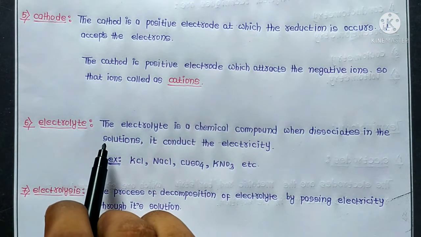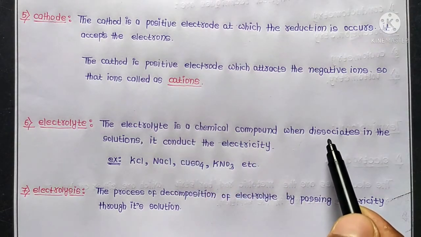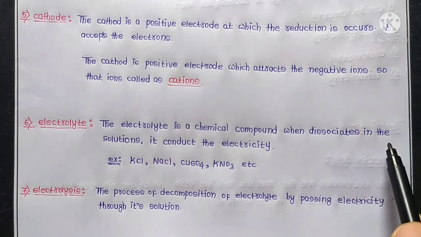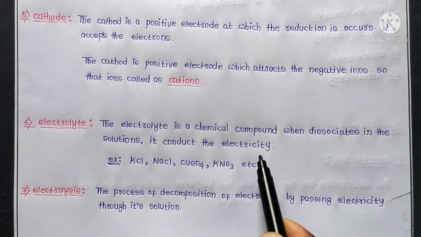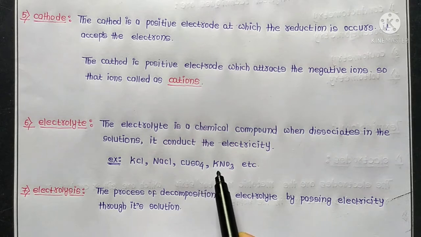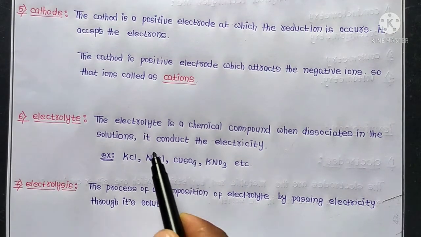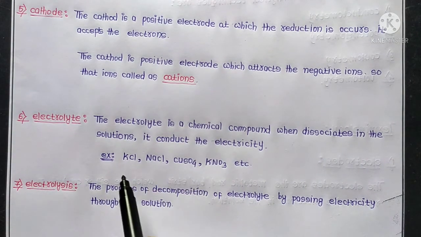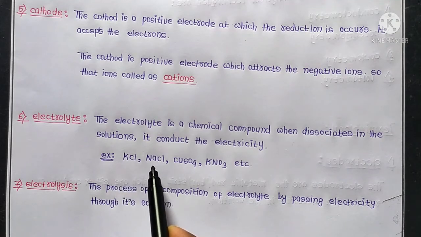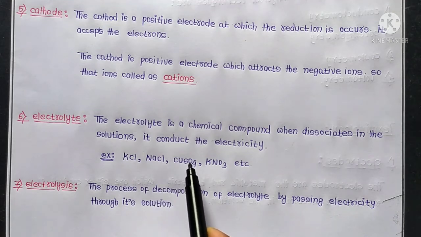Next one is the electrolyte. The electrolyte is a chemical compound which, when it dissociates, meaning breaks into two parts in the solution, conducts the electricity. Some electrolytes are KCl, sodium chloride, copper sulfate and potassium nitrate. These are generally used as electrolytes to conduct electricity. Suppose we have sodium chloride. When sodium chloride is added to the solution, it dissociates into two parts: one is the sodium ion, another one is the chloride ion. So that conducts the electricity after dissociation.